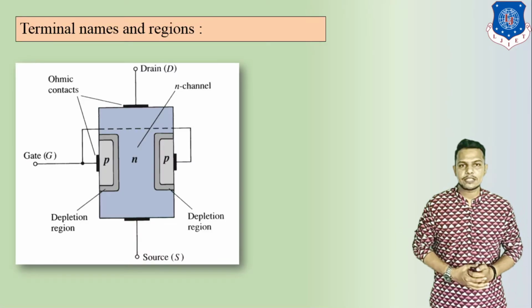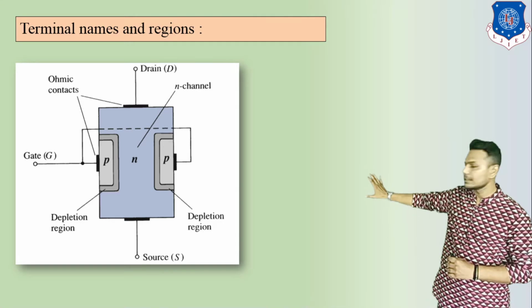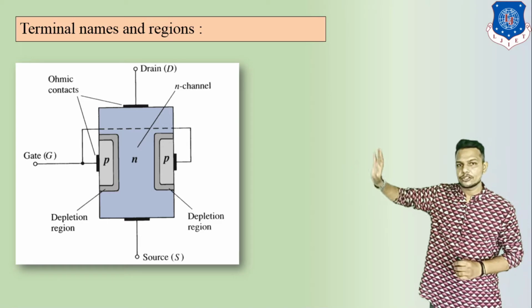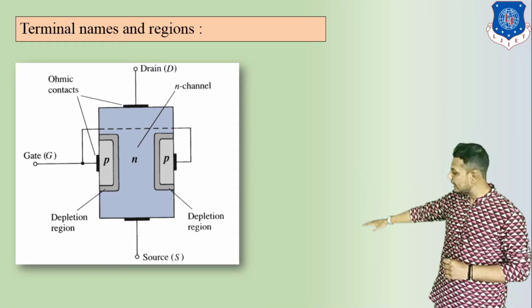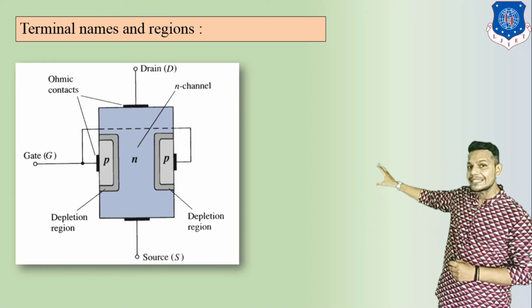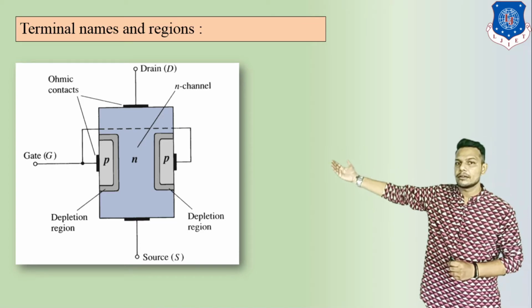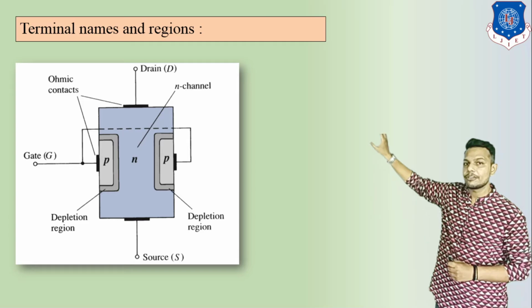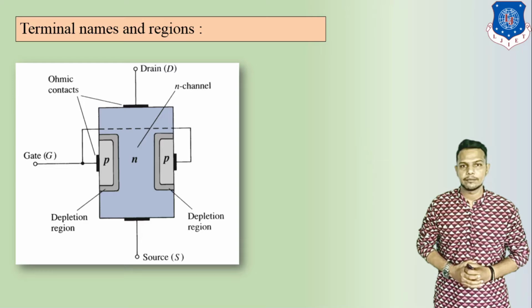Now terminal names and their regions. Actually this FET looks like this construction. Here we can see this is the FET construction. There are three different terminals: drain above, in between there is a gate, and below we can see there is source. Now the gate is connected to the P-type material at this end and that end, so it is the gate terminal. Whereas here we can see drain and source are connected to the N-type material.